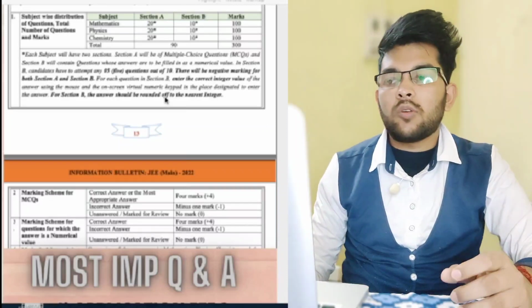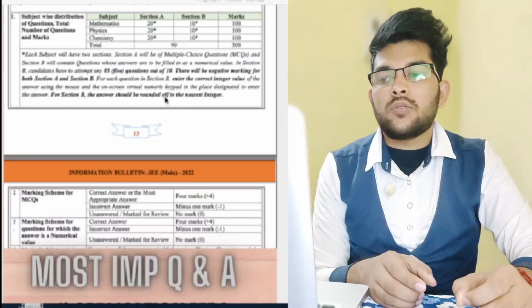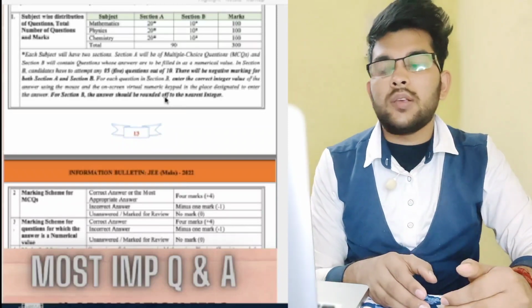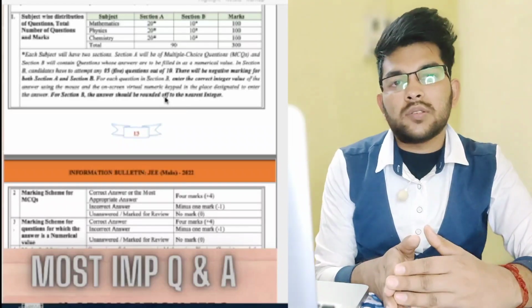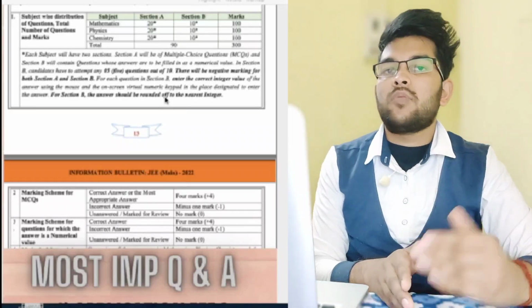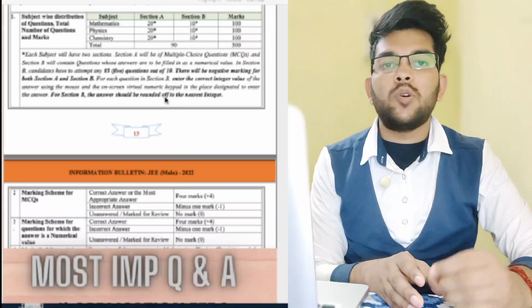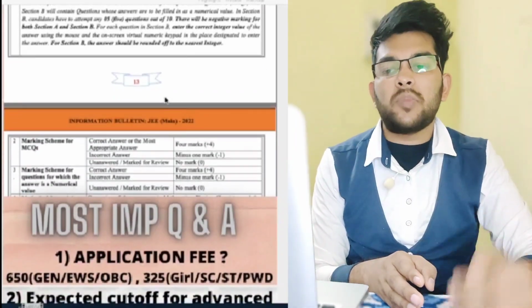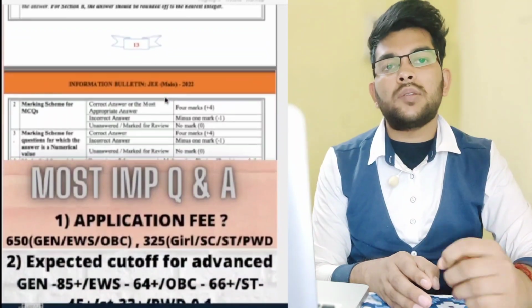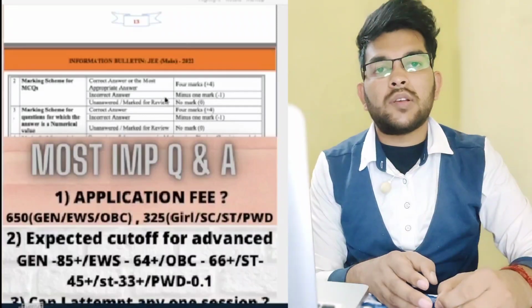Now let's talk about the most important questions and answers related to JEE 2022. The first question is, what will be the application fee? The application fee is 650 per attempt, that is for the first session you have to pay 650. For the next session, whenever you apply, you have to pay 650, that is for general, EWS and OBC candidates. But if you are a girl, or an SC, ST or PWD candidate, then you need to pay only 325 per session.